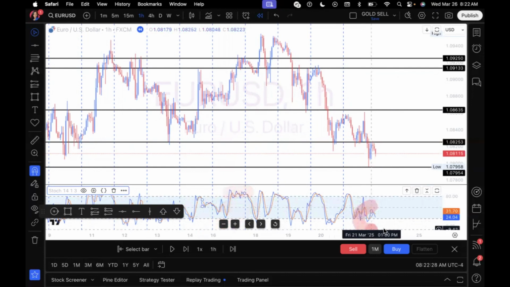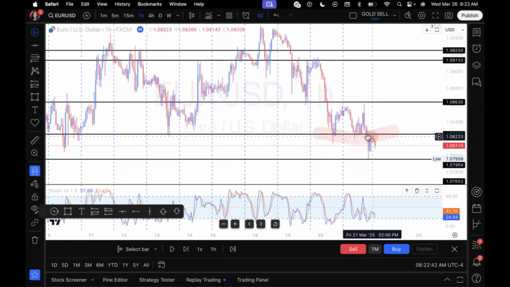Now, back to here. I have sell signs on the stochastic. I have my rejection, right, of the gap here because it's been filled. I have a break of structure here, and then I have a retest of that lower level. So I said, okay, I'm gonna enter this trade for a potential sell.